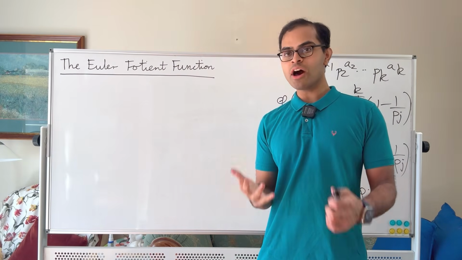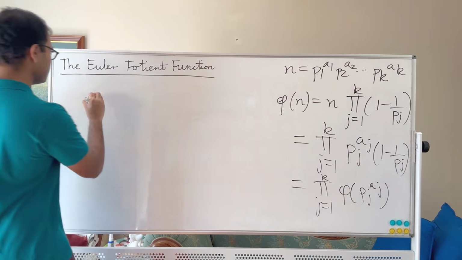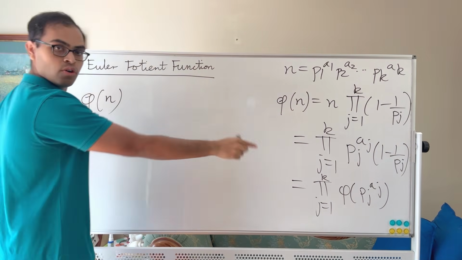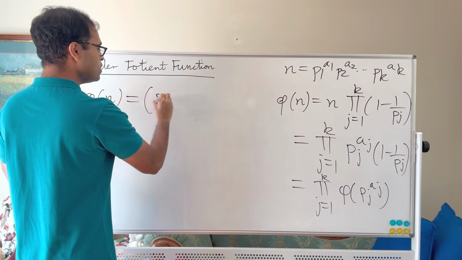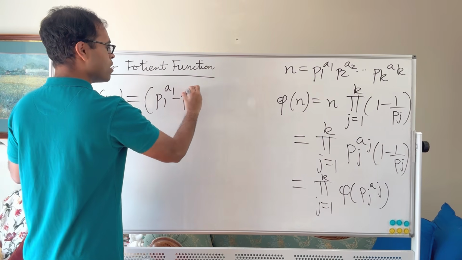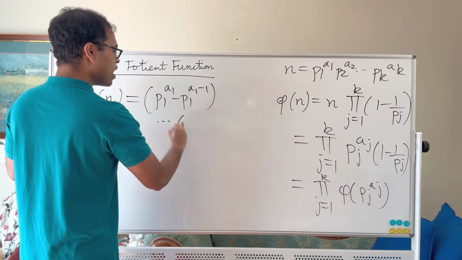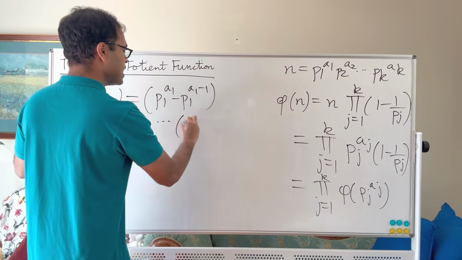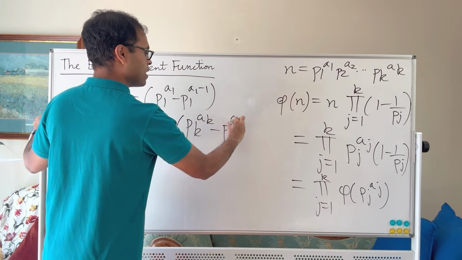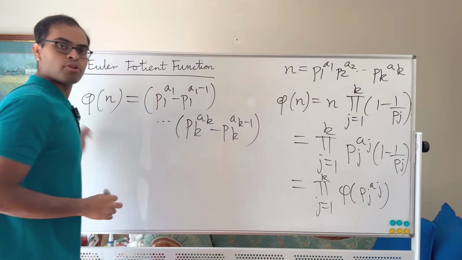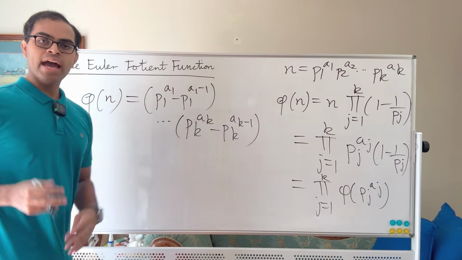Okay? So first of all, if you like, we can just write this out even more explicitly. Using what we know about prime powers, we can write phi of n as the product over all primes dividing n of p_k^a_k minus p_k^(a_k minus 1), that is, (p1^a1 minus p1^(a1 minus 1)) through (pk^ak minus pk^(ak minus 1)). Okay, that's going to be the product we get for phi of n.